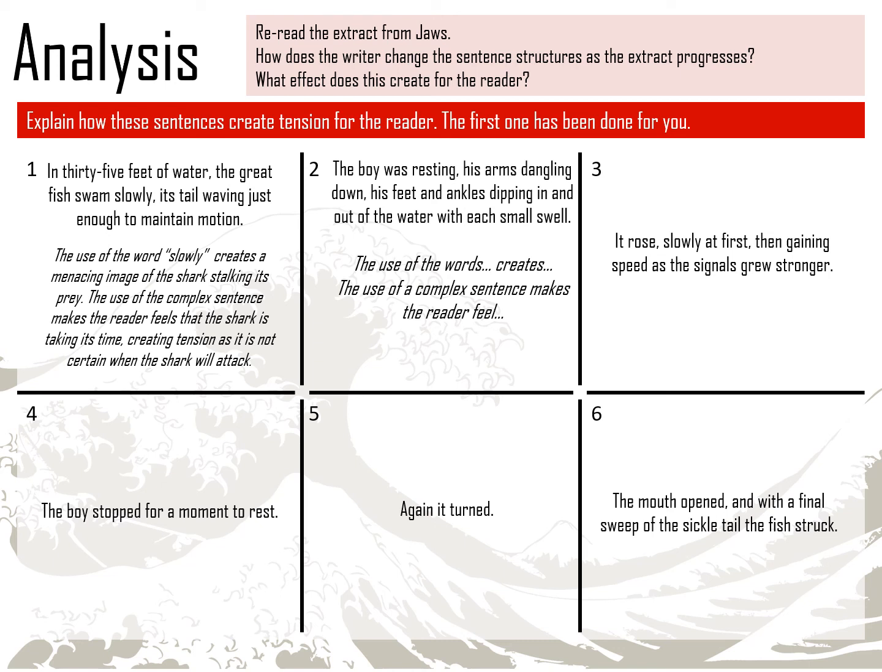What words stand out? Number 4: "The boy stopped for a moment to rest." A simple sentence. Towards the end of the extract, we know what's happening. What's the effect of that sentence? What's the effect on the reader? "Again, it turned." "And the mouth opened, and with a final sweep of the sickle tail, the fish struck." What is the effect of those sentences? The simple sentence, the compound sentence.